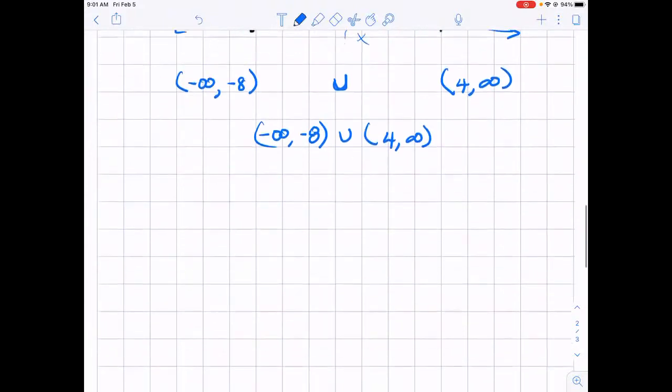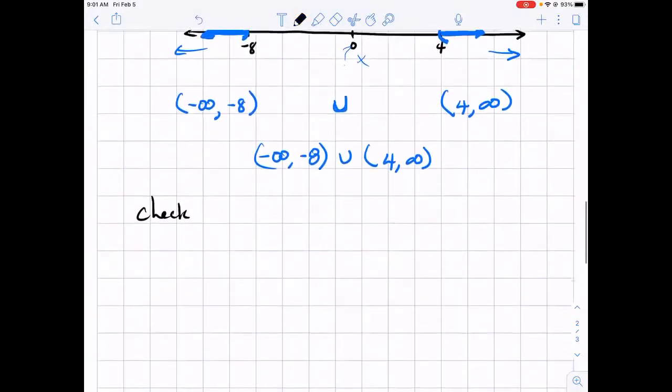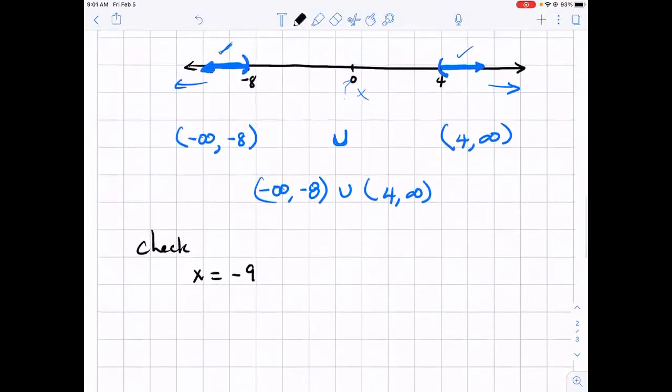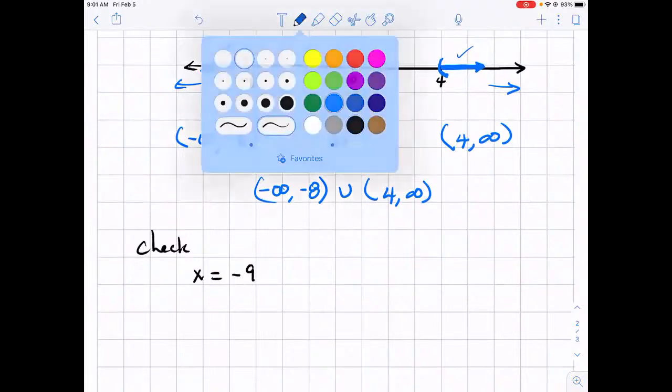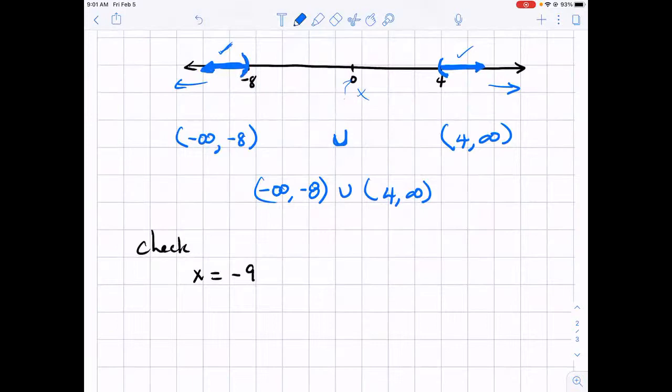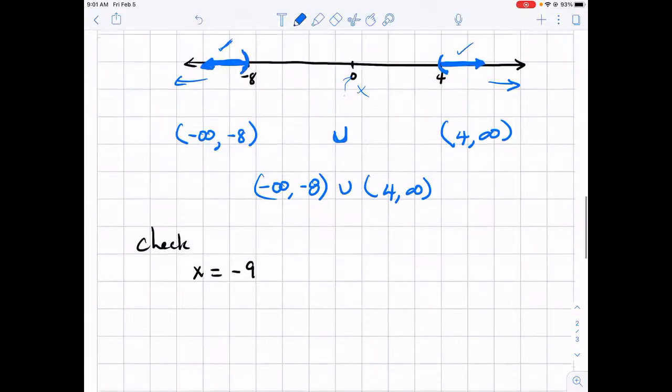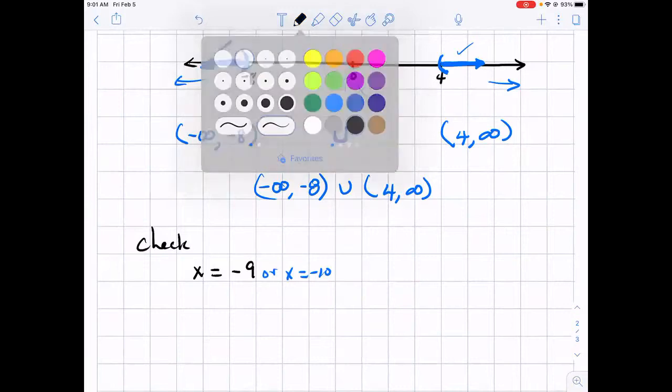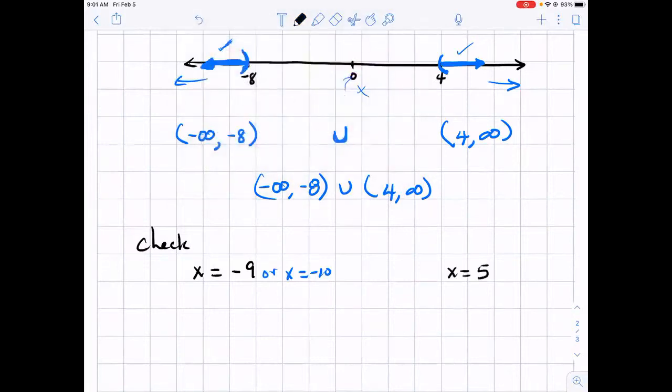So to check your result, you can pick x to be -9 or 10. You cannot choose -8 because remember, this parenthesis means that it's not included. Just past -8 is included to the left, so -8.1, so that's why I choose -9. Or you could even try -10, okay? Or you could try x equals -10. That will also work. On the other hand, on this side, you can try x equals 5.